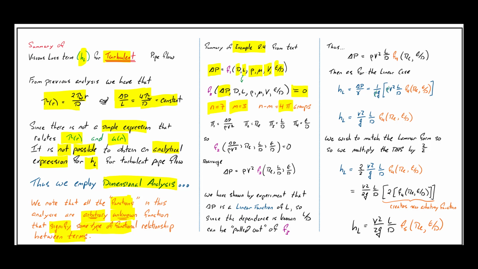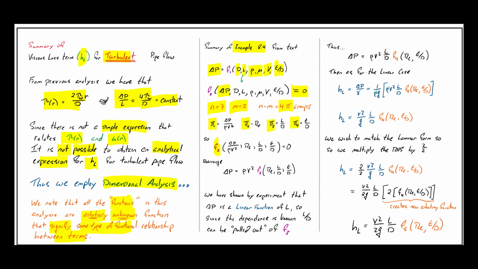So we go through the steps of dealing with the repeating variables and going through the math, and we end up with pi group 1, pi group 2, pi group 3, and pi group 4. The first one is delta p over rho v squared. The second pi group is the Reynolds number, which we would kind of expect. The third is L over D, and the fourth is a dimensionless parameter, epsilon over D. So we find that this function f2 is a function of these pi groups, and all that equals 0.